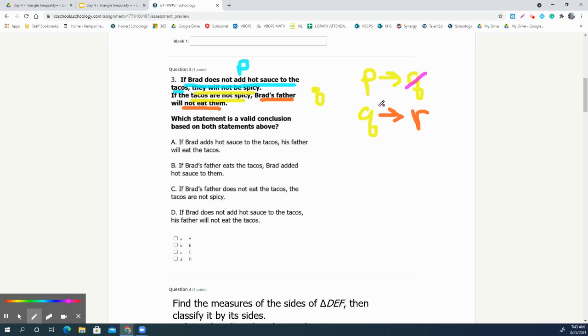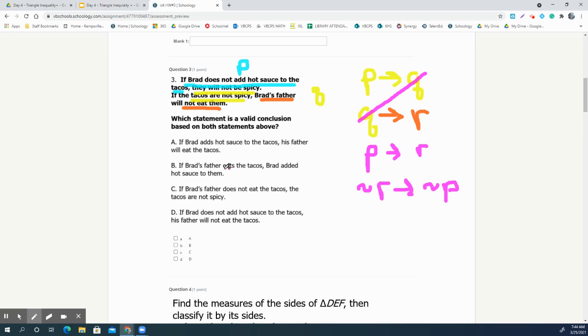So the Q's are going to cross out, the P comes down, and the R comes down, or if they're being really fancy, you can turn that around and negate it because you can always do the contrapositive. So eliminate the stuff that's the same, and then everything comes down just like you're solving an equation.